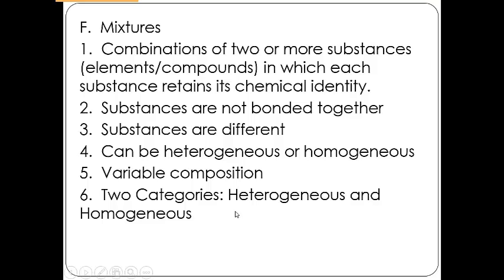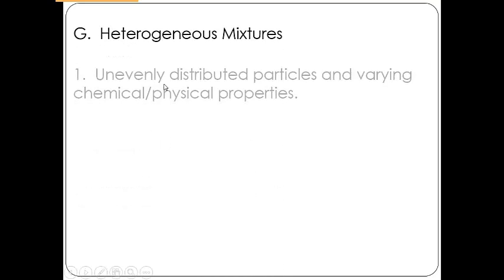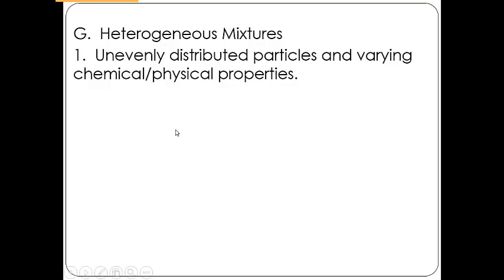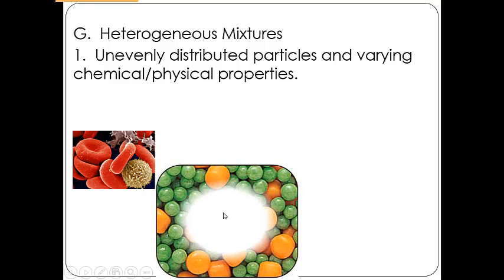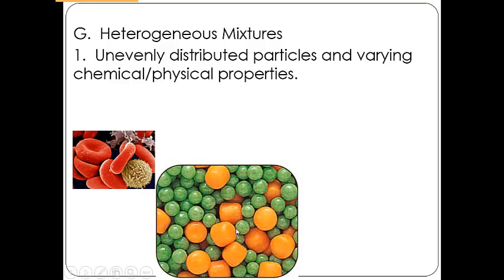And again, we have our two categories, heterogeneous and homogeneous. We're going to look at heterogeneous first. The prefix hetero means different. So in a heterogeneous mixture, you have an uneven distribution of particles. So when you mix the two substances together, you very well might be able to see the difference. With a microscope, you could see the different parts that make up blood. Good old school lunch, peas and carrots, you can see the difference between the peas and the carrots.